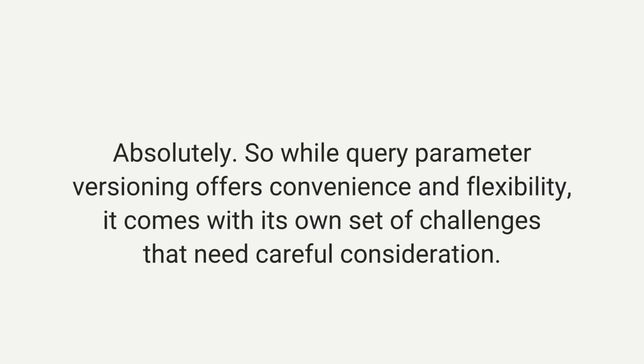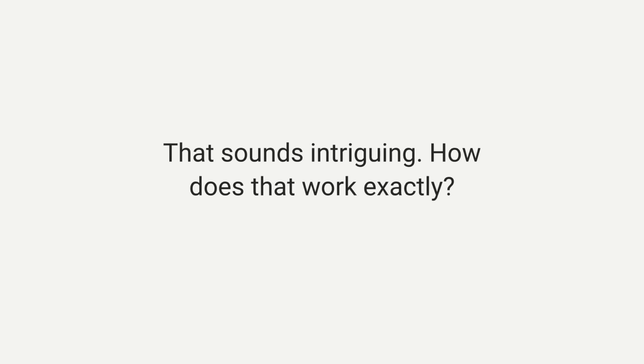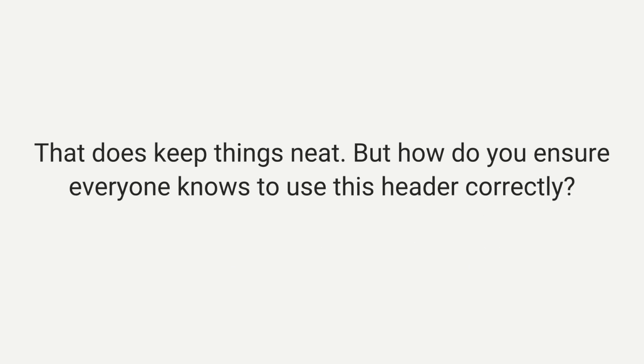Another approach worth considering is header-based versioning. Using a custom HTTP header like Accept-Version or X-API-Version. That sounds intriguing. How does that work exactly? Instead of modifying the URL or adding query parameters, you specify the API version in a request header. For example, you could set X-API-Version: 2. This keeps your URLs clean and avoids clutter. That does keep things neat.